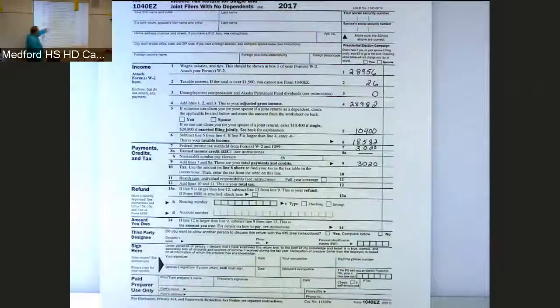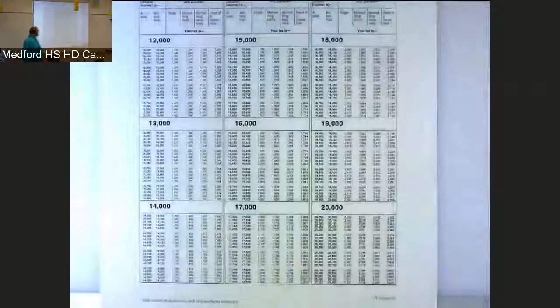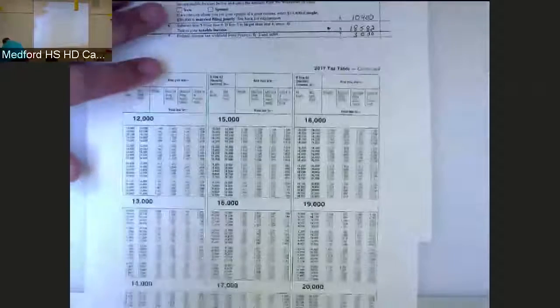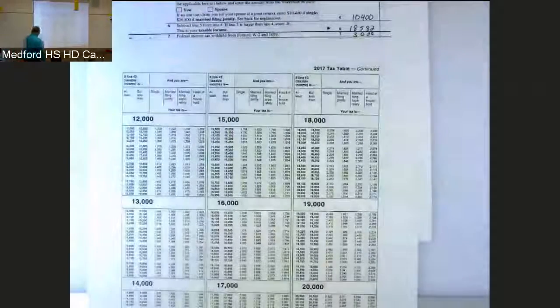Line 10 is used to figure out how much tax you should have paid. It says use the amount from line 6, so line 6 is our taxable income, and then using the tax table, and I've given you a tax table in your study guide. It looks like this. Our taxable income is what? 18,582. So we have to go over, find the 18,000 category here.